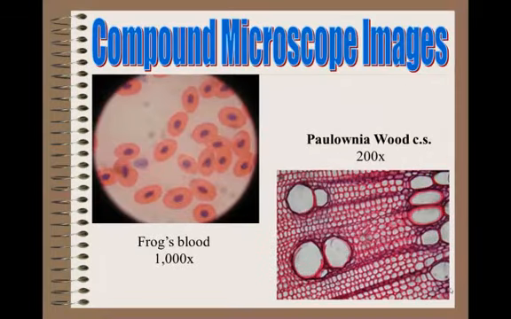Here are some images taken with a compound microscope. So notice the difference there. The blood is at 1,000 times, the piece of wood or part of a wood is at 200 times.